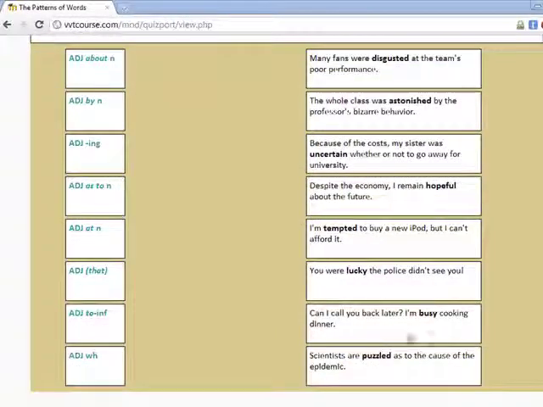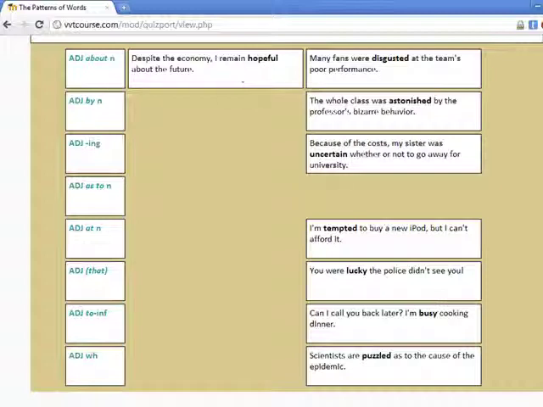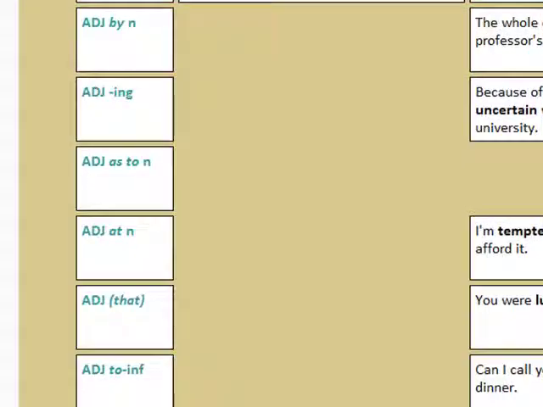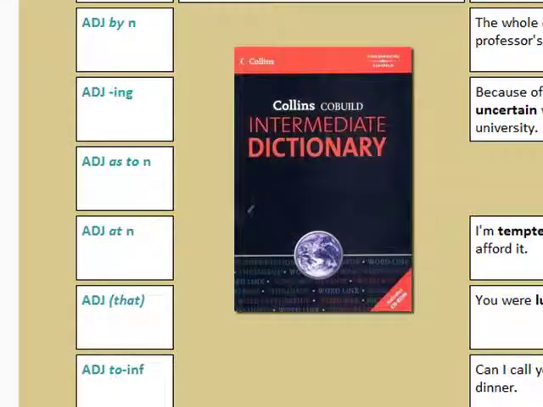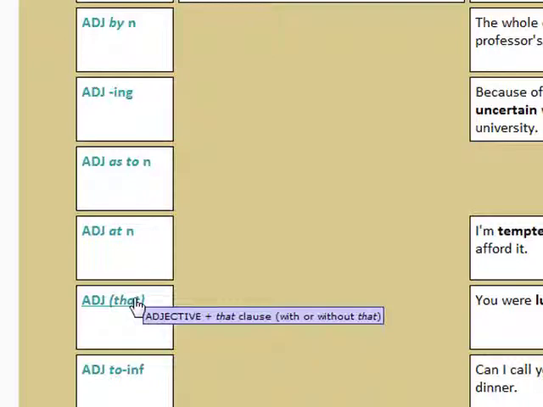In the second part, match each of the sentences with the pattern that it demonstrates. The patterns are given using codes of the type you'll find in some learners' dictionaries, such as the Collins-Cobuild Dictionary. If you're unsure what the code means, hover your cursor over it to see an explanation.